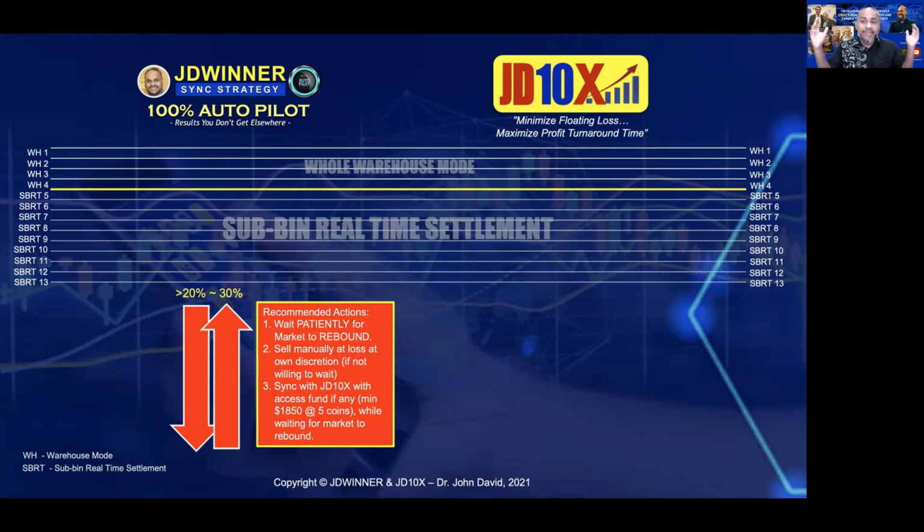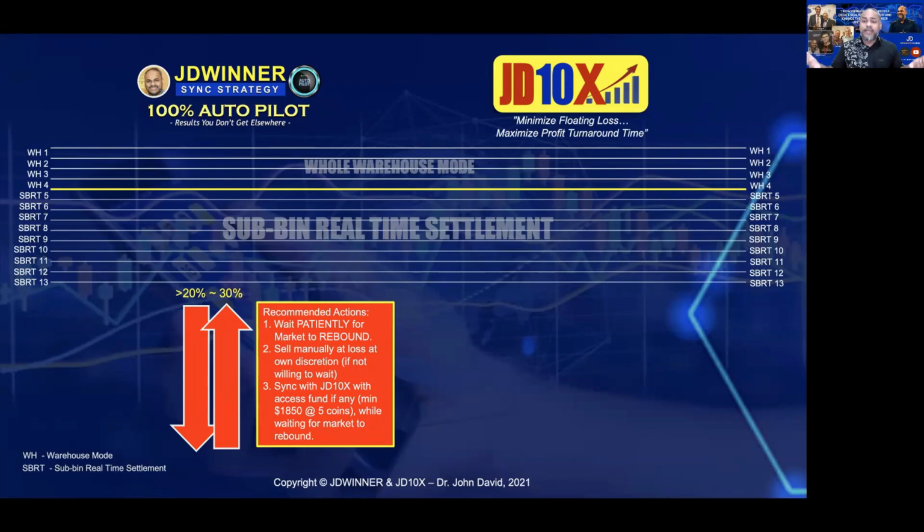Now, another brilliant idea is this: you can sync with JD10X with the excess fund if you have. For example, if you have 1,850, you can immediately cancel your JD Winner and sync with JD10X. Can you just imagine that? While you sync with JD10X, you are already making profit while you are waiting for the floating of the JD Winner to make profit. These are brilliant insights that you can adopt, so whichever you want to do.